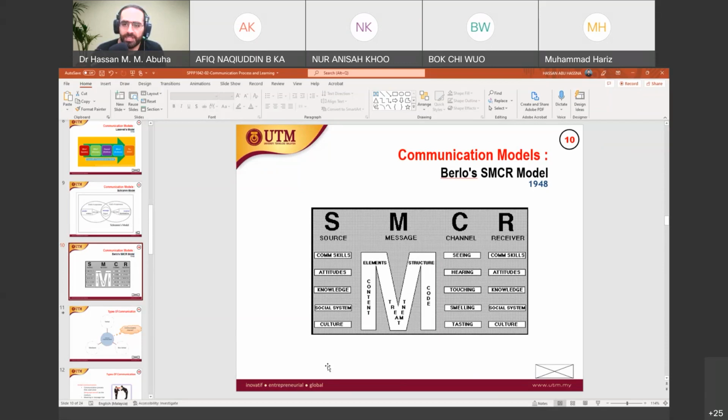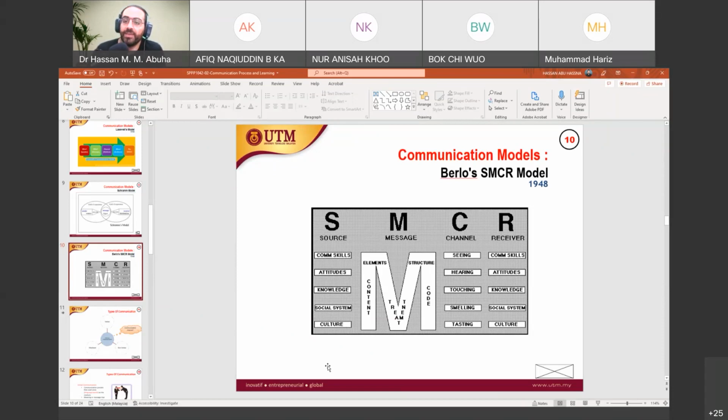When we talk about sources, we are talking about communication skills, attitudes, knowledge, social system, and culture. All this is considered under source. When we talk about message, the elements, the objective, the structure of the course, the content of the course, okay? And when we talk about channel, as I mentioned, it's the way of teaching. Is it verbal, nonverbal, mediated? Is it by seeing, hearing, touching, smelling, and so on?